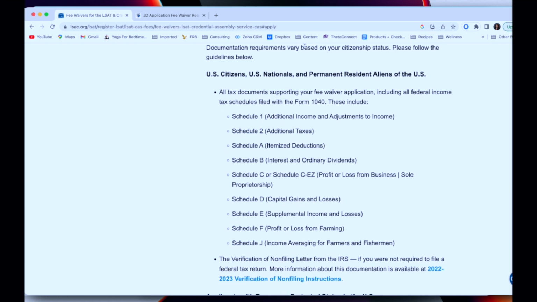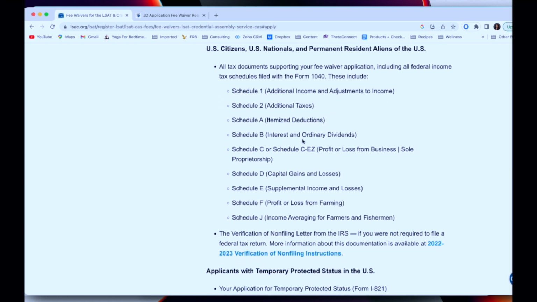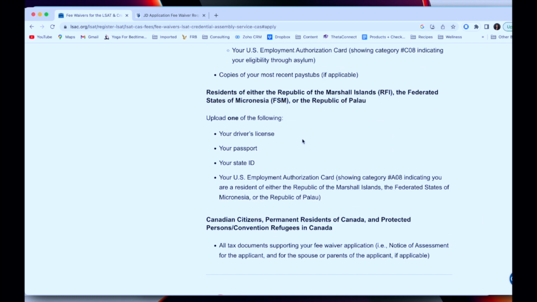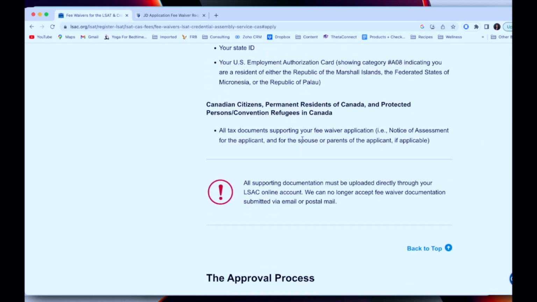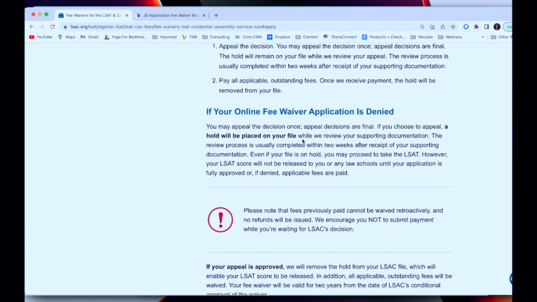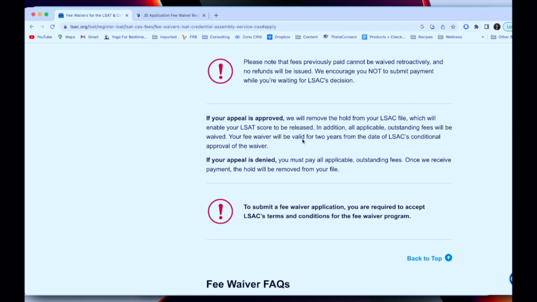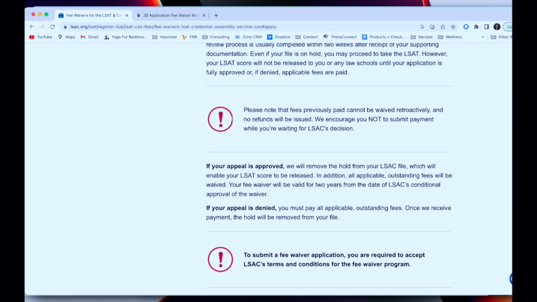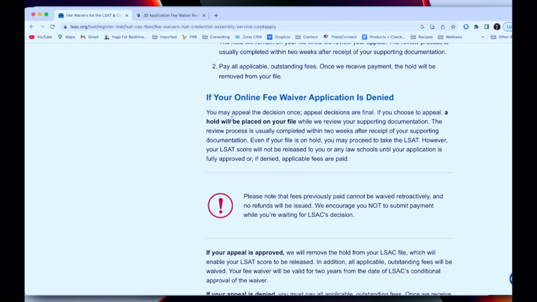Documentation required does vary based on your citizenship status, so there are a few different documents that you may need. There is an approval process, and if it's denied, there is an appeal process. It's very important if you are denied that you actually try to appeal, because you can give them some more information.